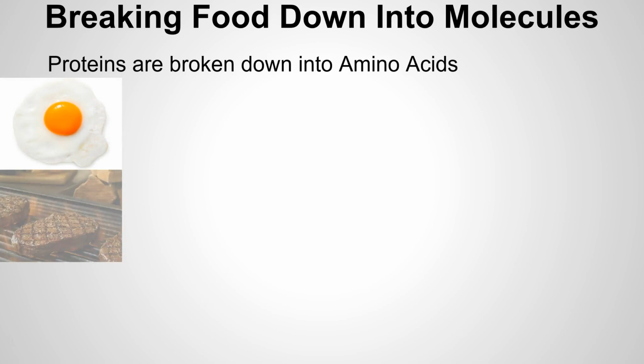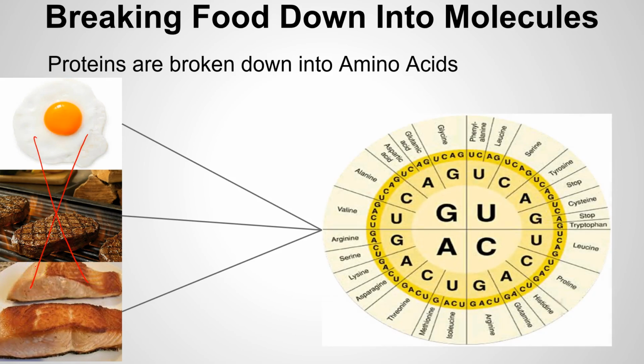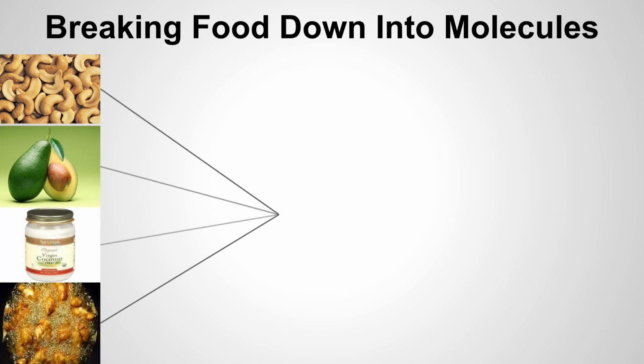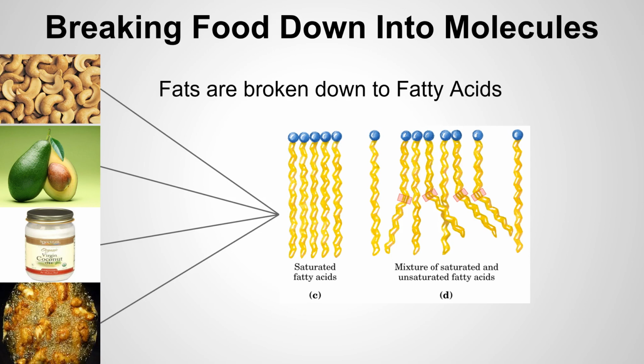If you eat proteins, okay, such as egg, steak, or fish, that protein cannot enter your blood directly. But once you digest it into the 20 amino acids, those amino acids can enter your blood. And if you're looking at fats, which cashews are a great source of fats, avocados, coconut oil, or anything deep fried, again, those lipids cannot enter. They have to be broken down into fatty acids or broken down into smaller parts, okay? And those can enter your blood.